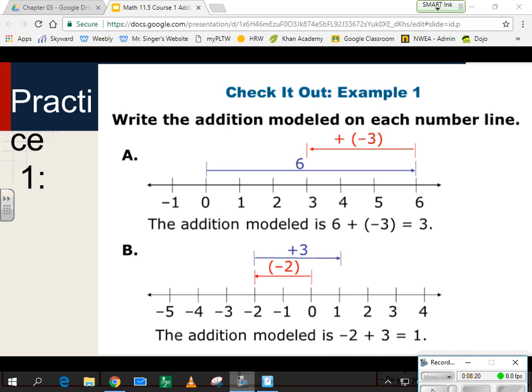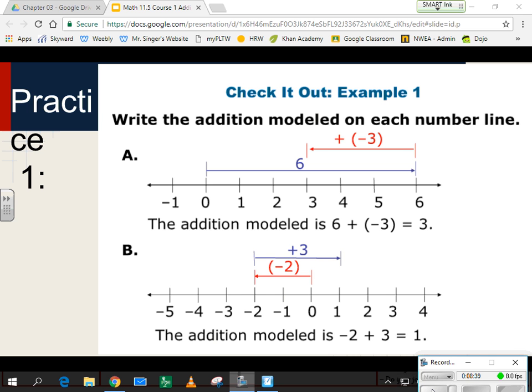For A, it's 6 plus negative 3. Again, you can just think of that as 6 minus 3, and you get the answer of 3. So a positive integer of 3. The other one started at negative 2 and added 3. So since we know we're going from a smaller number to a bigger number, you get 1.